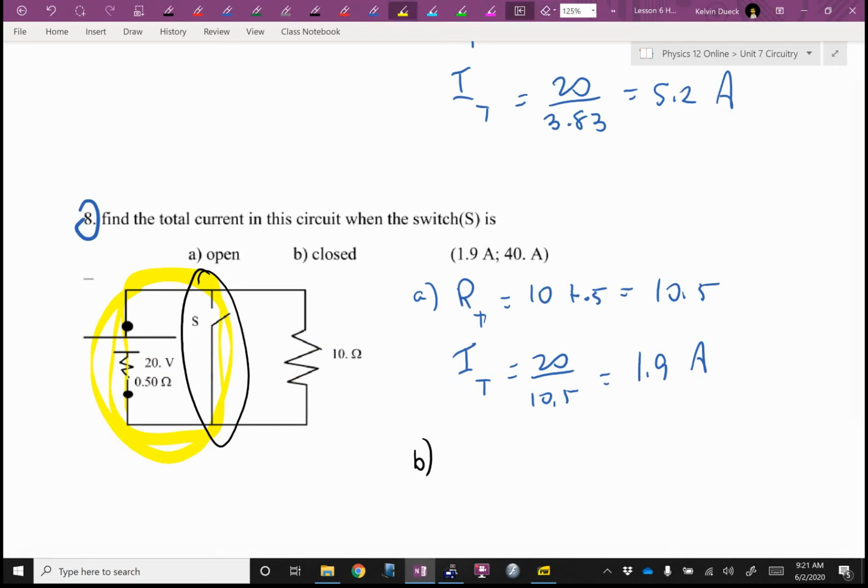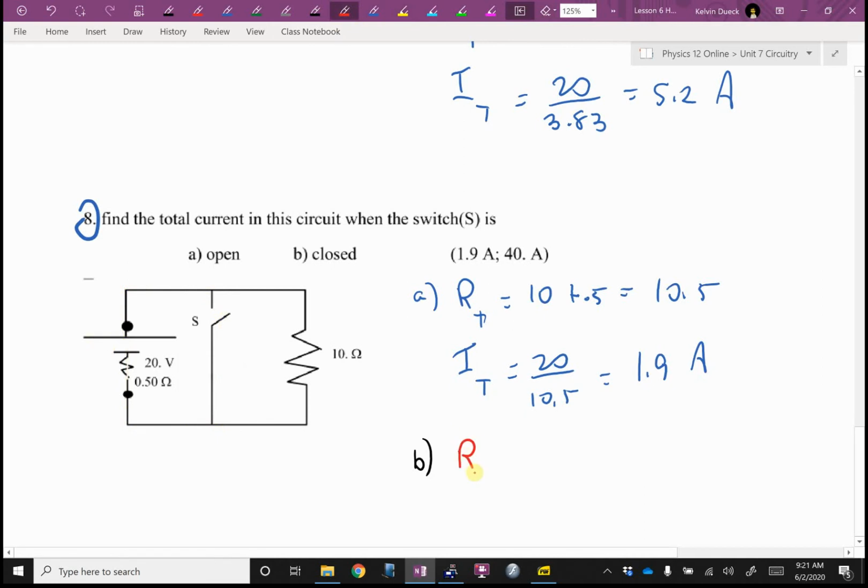And so what that means is our total is just 0.5 ohms. And so I total is going to be 20 divided by 0.5, which is going to give me 40 amps. And that's going to do two things. It's going to drain this battery really quickly, because remember, current is the amount of charges per second. So it's how fast you're draining the battery.